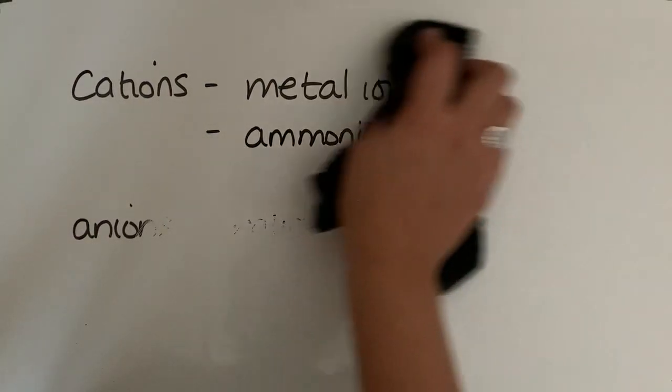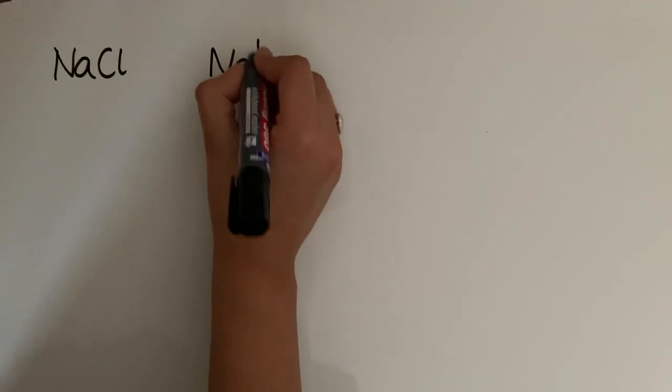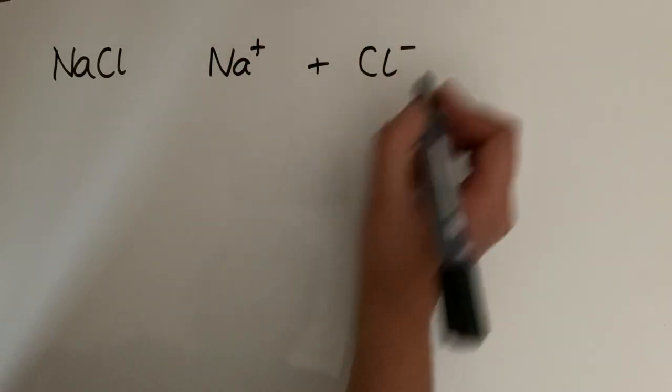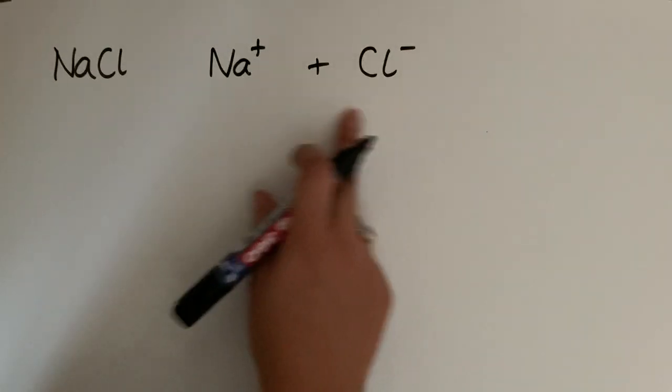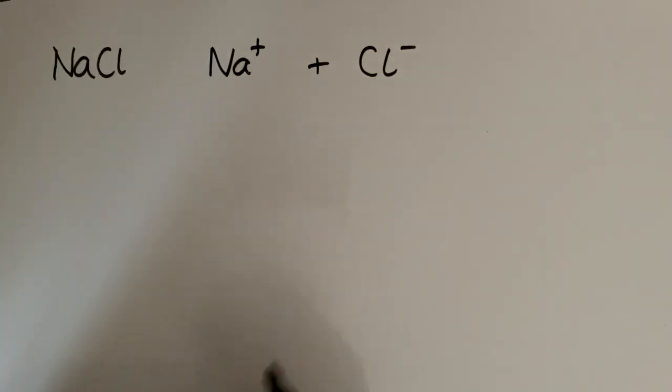The next thing you should be able to do is draw a dot and cross diagram. In my dot and cross diagrams, I'm only going to show the outer electrons, and for most exam questions, they will also say to show only the outer electrons. I'm going to do the dot and cross diagram for sodium chloride. That's an ionic compound, formed by the ions Na+ and Cl-.